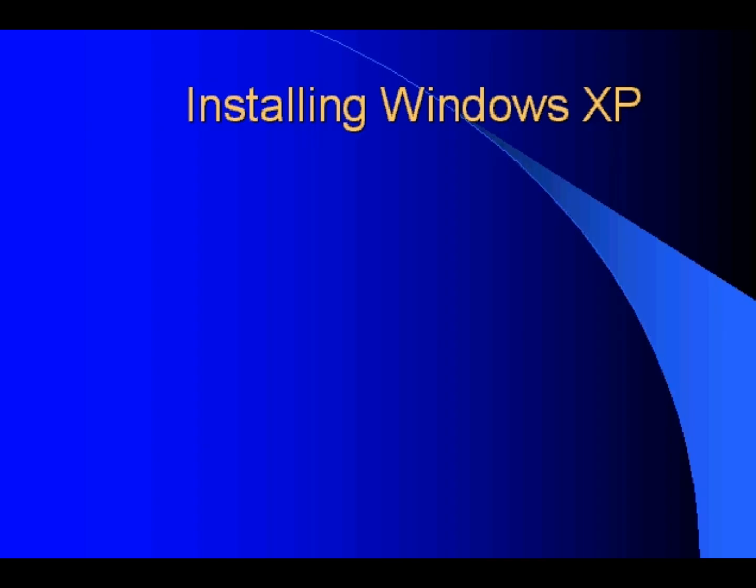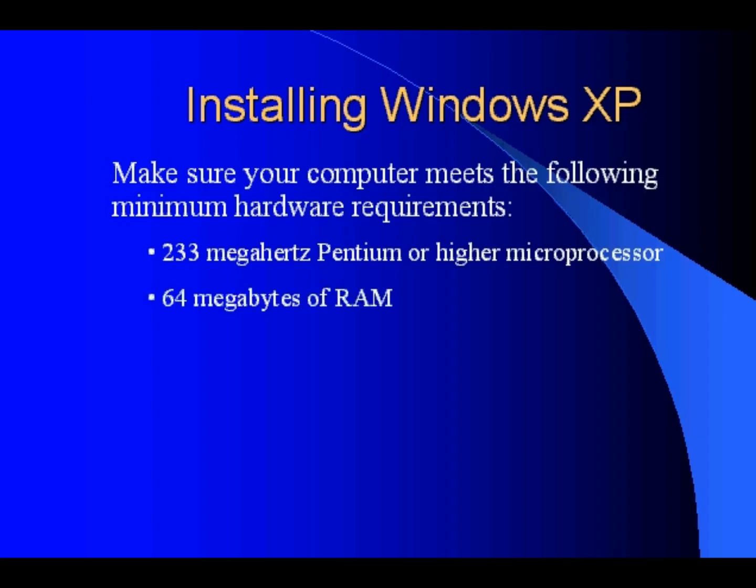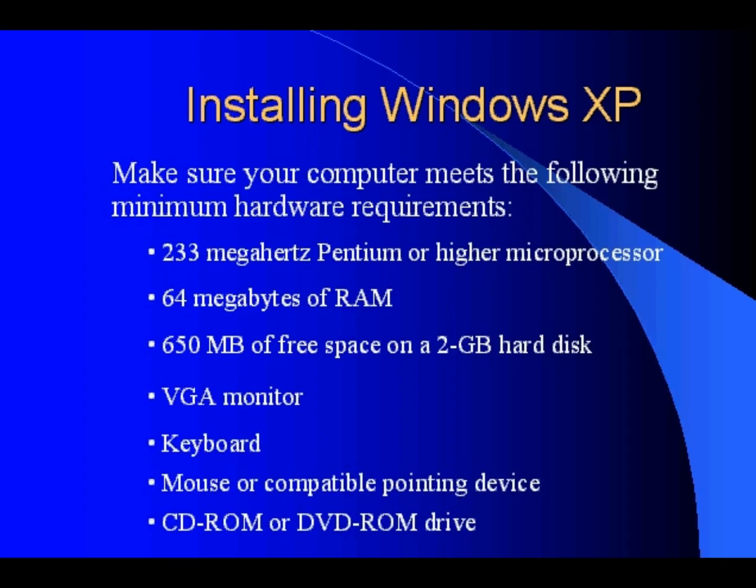Before you install Windows XP Personal, make sure your computer meets the following minimum hardware requirements: 233 MHz Pentium or higher microprocessor or equivalent. 64 MB of RAM, 128 MB are recommended. 650 MB of free space on a 2 GB hard disk. VGA monitor. Keyboard. Mouse or compatible pointing device. CD-ROM or DVD-ROM drive.